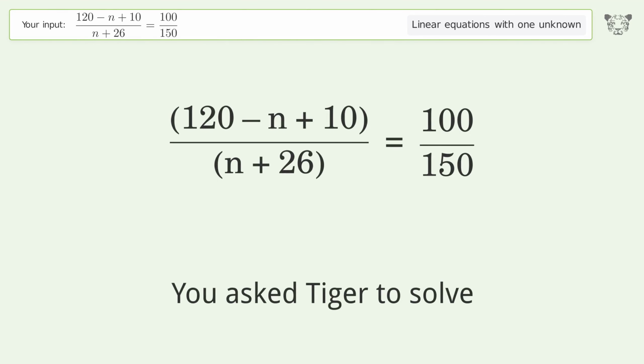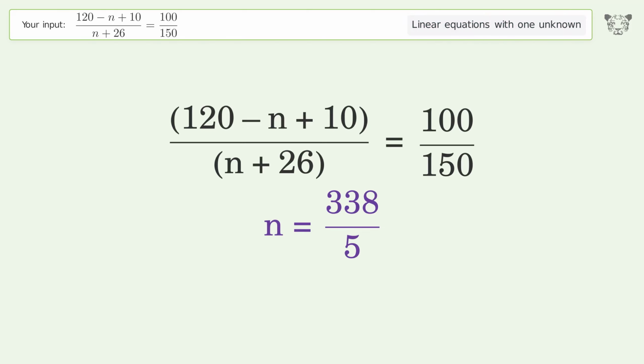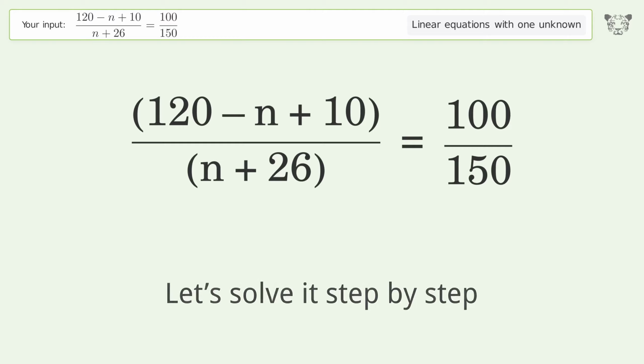You ask Tiger to solve. This deals with linear equations with one unknown. The final result is n equals 338/5. Let's solve it step by step.